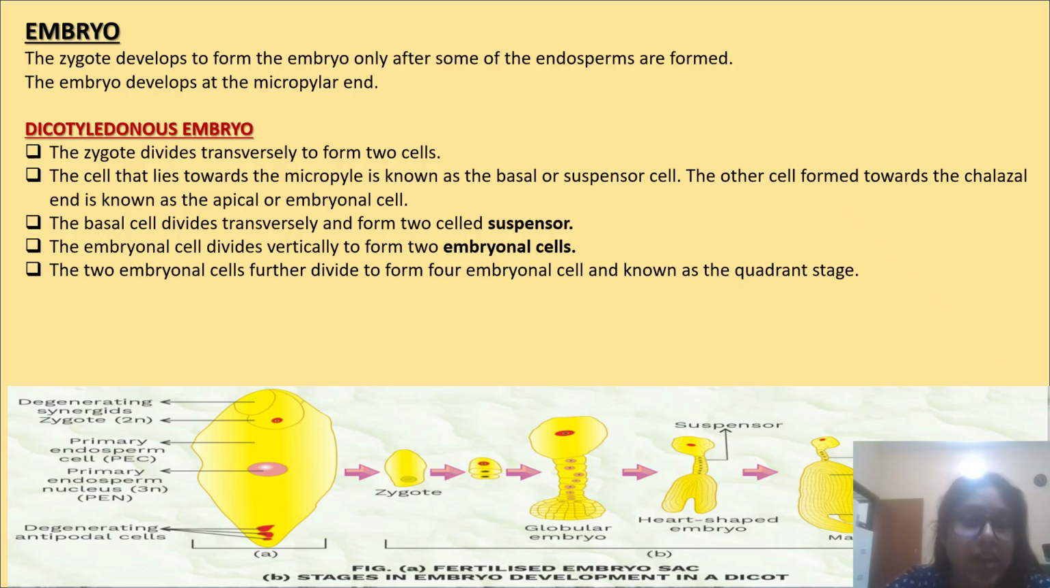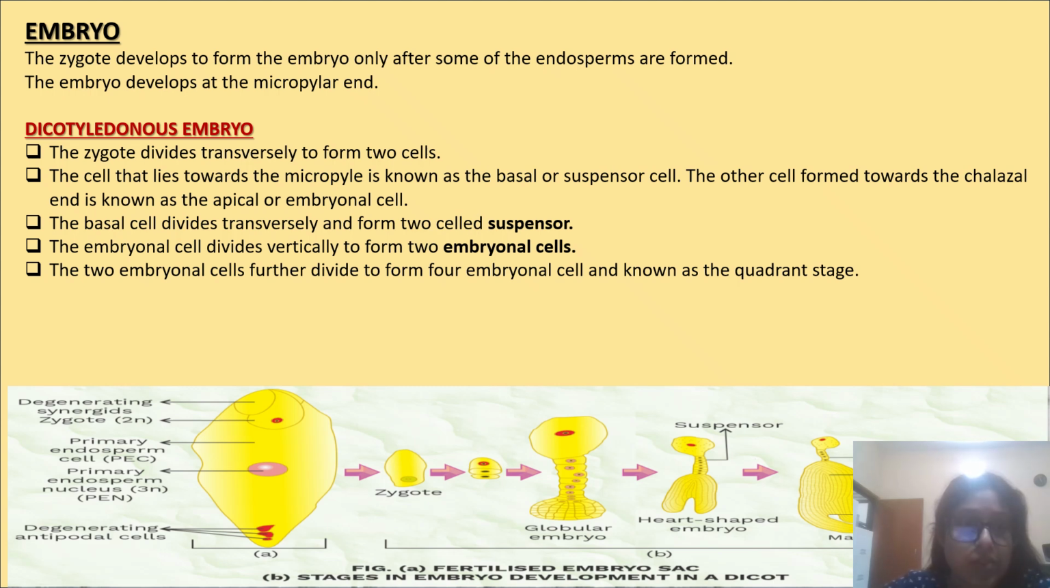What is embryo? The zygote develops to form the embryo only after some of the endosperm is formed. The embryo develops at the micropylar end. Micropylar end means this section. And embryos are of two types, monocot embryo and dicot embryo. At first, we will discuss the dicot embryo or dicotyledonous embryo.